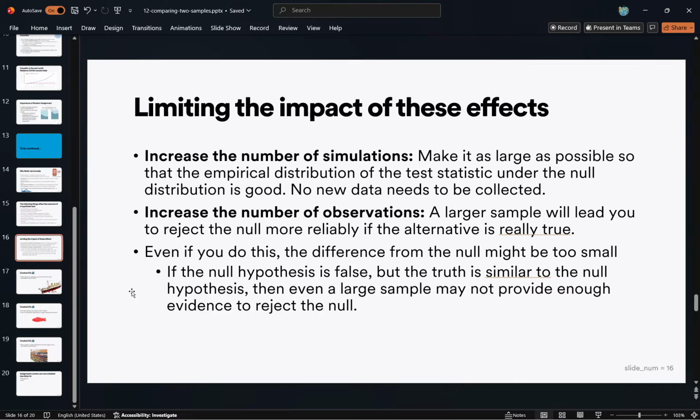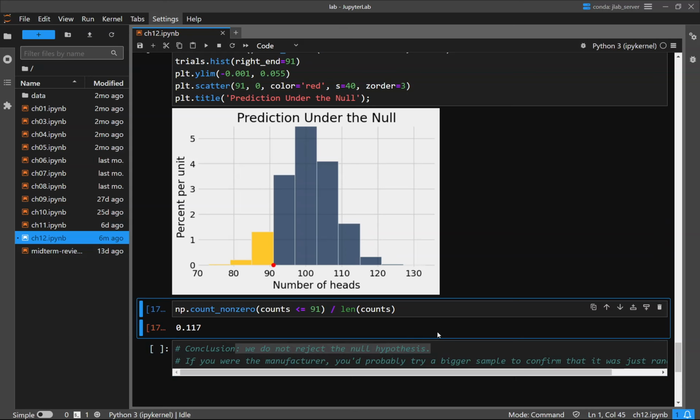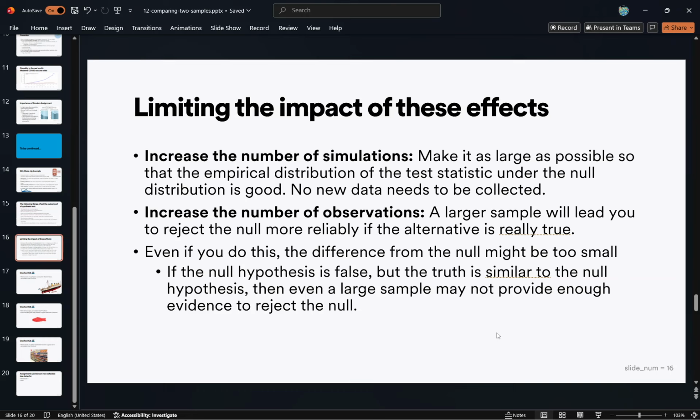Those are some things that could go wrong, and that's why we say we do not reject the null hypothesis rather than we accept the null hypothesis. We don't know what the truth is in this situation. I really don't know. All right. Any questions about that? That's a little bit philosophical, but important to think about. All right.